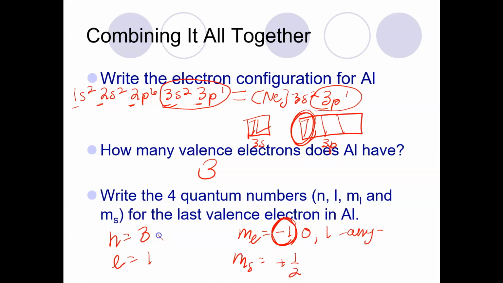So the n value has to be 3 or it's wrong. The l value has to be 1 or it's wrong. The ms has to be +1/2 or it's wrong. For ml, as long as you gave me either -1, 0, or +1, you would be right, because I'm not making you know which box represents which one.